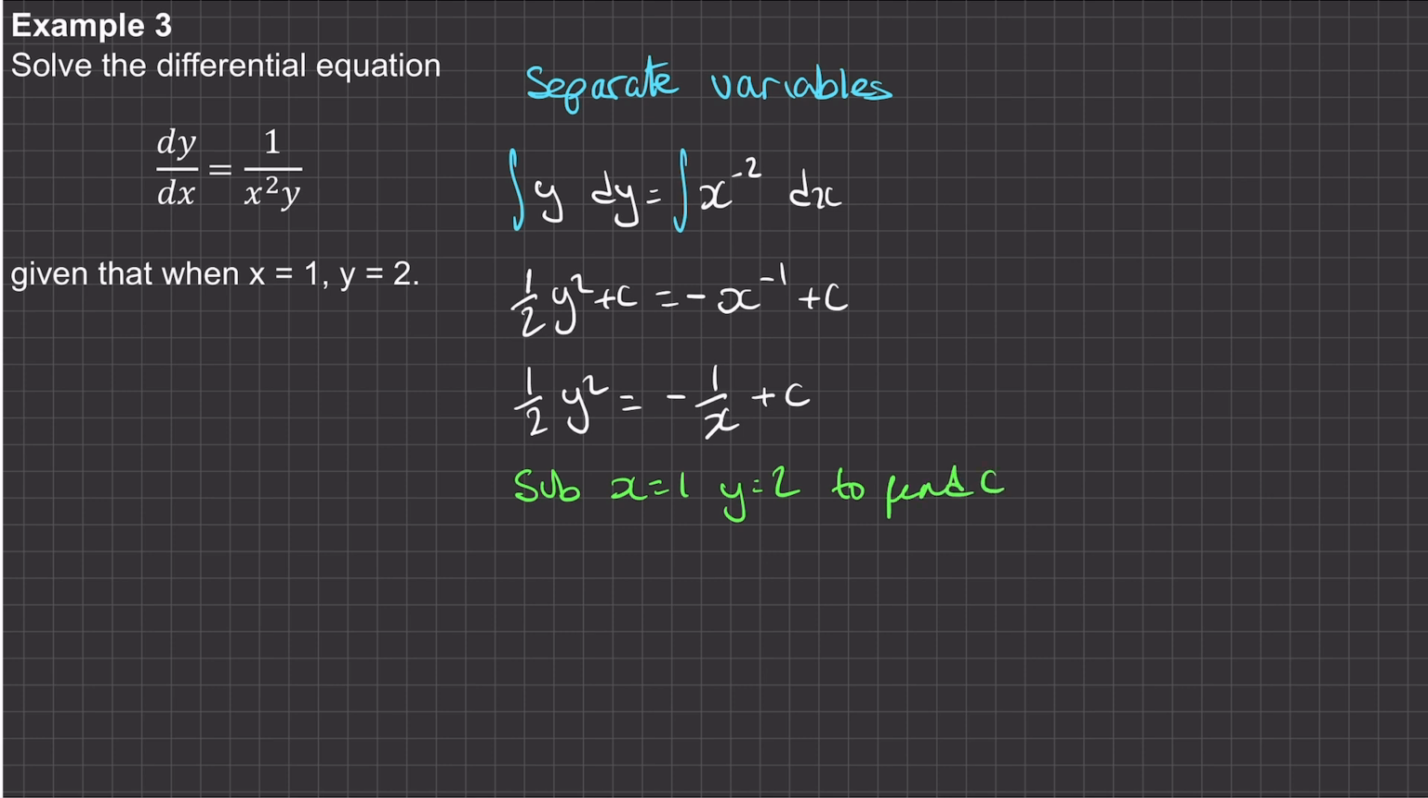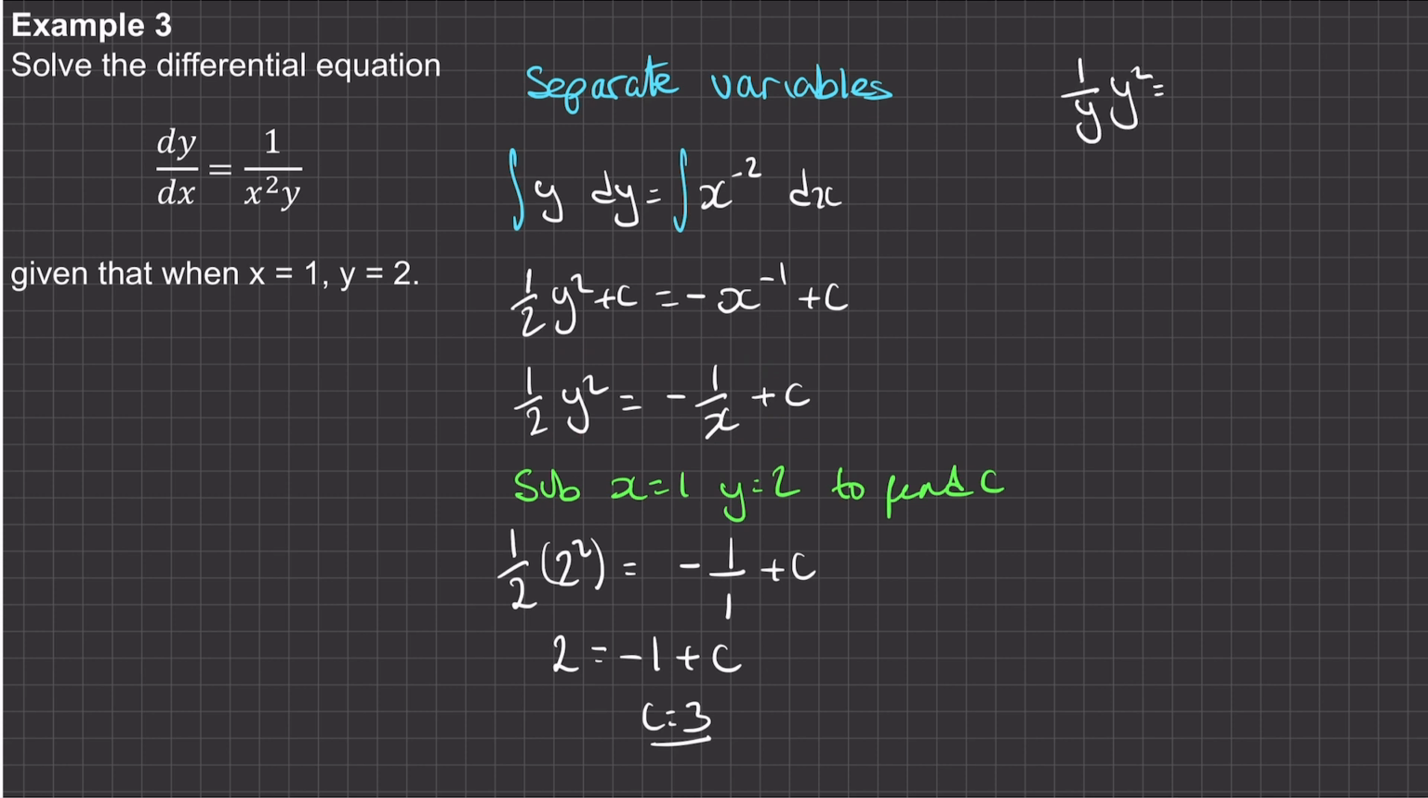So we have 1/2 of y, which is 2 squared, is equal to negative 1 over 1 plus c. So 1/2 of 4 is 2. So c must equal 3. So now I'm going to put this 3 back into our equation here. So we get 1/2 of y squared is equal to, and I don't want to start with this negative, so I'm going to write this positive first. So 3 minus 1 over x. This should be a 2, not a y, sorry.